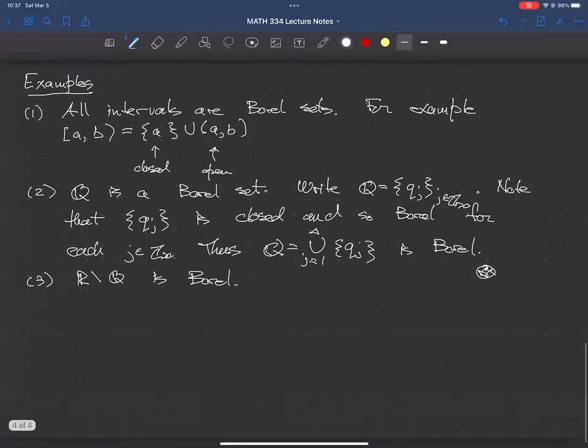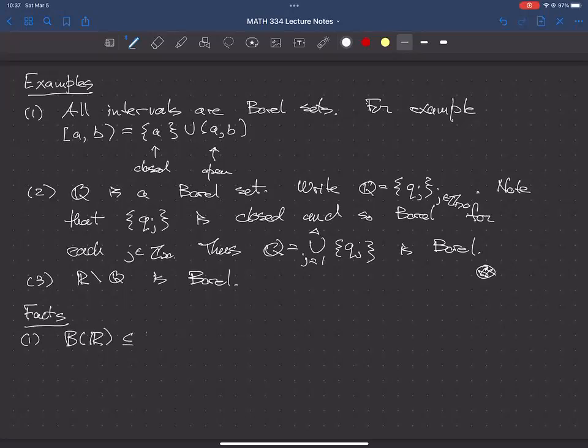Okay. Now, let me list a bunch of facts about Borel sets and their relationship to Lebesgue measurable sets. Okay, the first fact I'm going to state is that all Borel sets are Lebesgue measurable. Okay, and in fact, this containment is strict. So I'm saying two things here. First of all, every Borel set is Lebesgue measurable, and I'm also saying that there exist Lebesgue measurable sets that are not Borel sets.